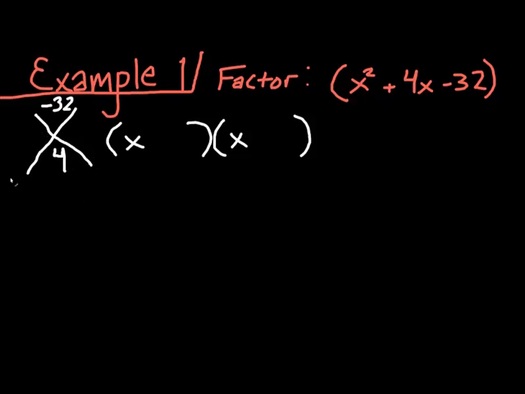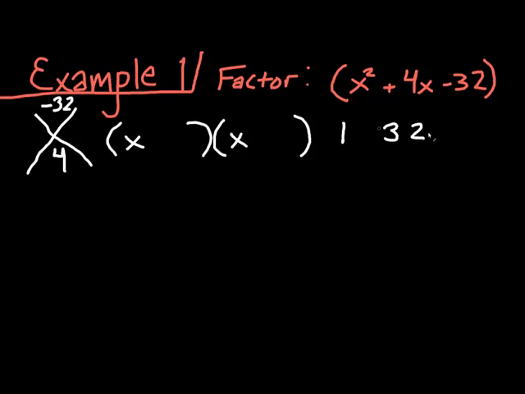So that seems kind of hard to figure out at first. Well, it kind of is. What we're going to have to do is guess and check, okay? So how I'm going to do that is I'm just going to start at 1 over here, and I'm going to figure out, okay, what times what equals negative 32? Or actually just 32. Forget I said negative.